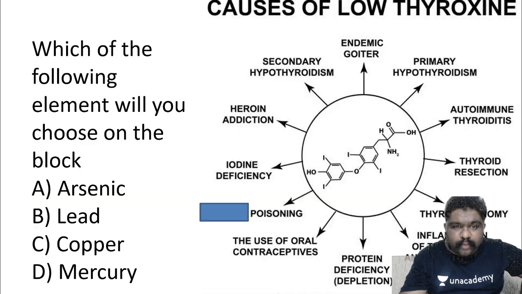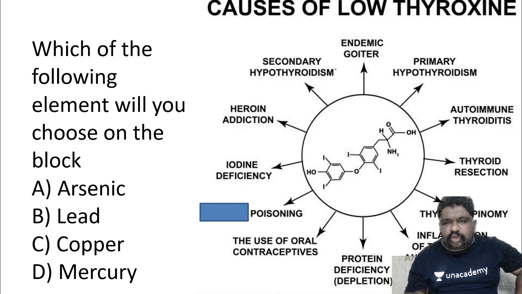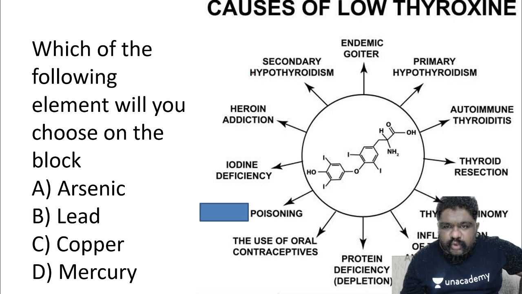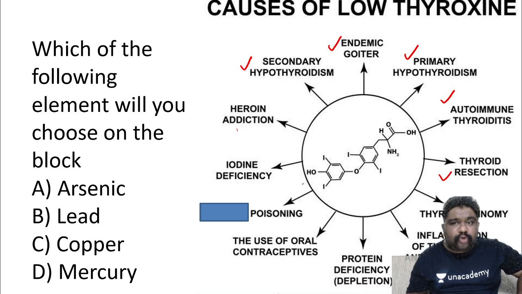Now let me show you one more picture. The causes of low thyroxine have been given in the picture. You can actually have secondary hypothyroidism, endemic goiter, primary hypothyroidism, autoimmune thyroiditis, thyroid resection, thyrotropinoma, inflammation of the pituitary and hypothalamus. Likewise, there are so many reasons where you can have low thyroxine in the blood.